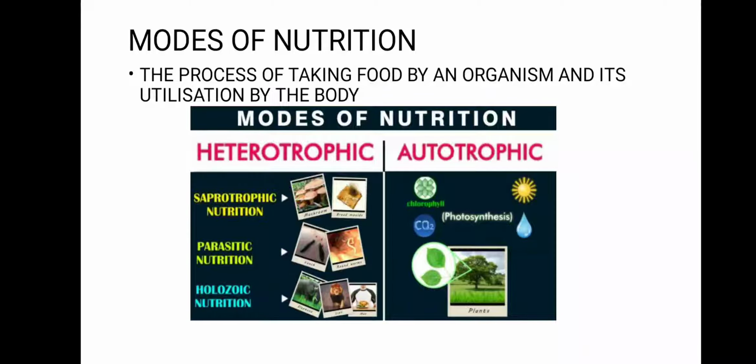Then we have parasitic. Parasitic means this particular organism depends on another living organism. They live on other living organisms for food. For example, there are certain bacteria which live in our body and take nutrition from us. Those are called parasitic organisms.